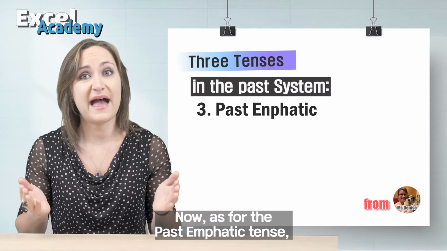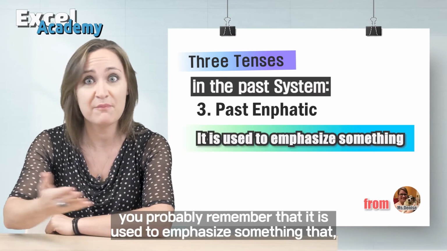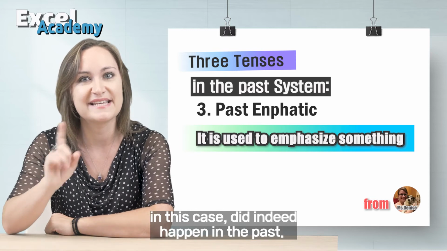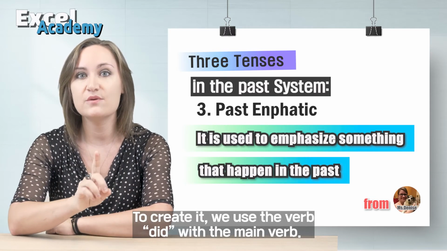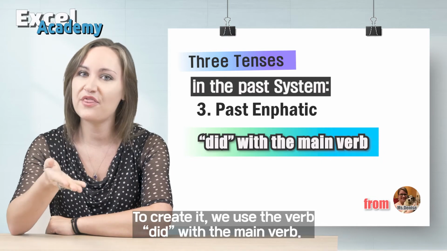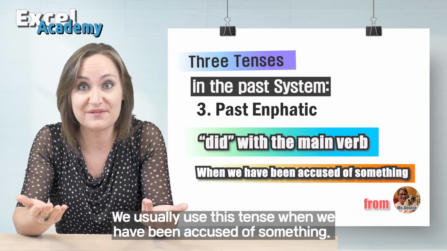Now, as for the past emphatic tense, you probably remember that it is used to emphasize something that, in this case, did indeed happen in the past. To create it, we use the verb did with the main verb. We usually use this tense when you've been accused of something.